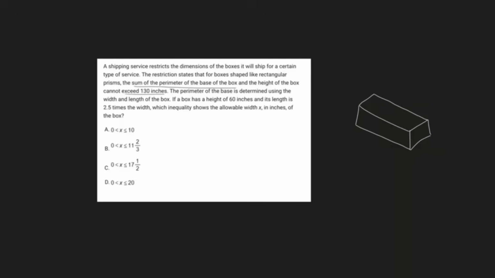The perimeter of the base is determined using the width and length of the box. If a box has a height of 60 inches and its length is 2.5 times the width, which inequality shows the allowable width x in inches of the box.